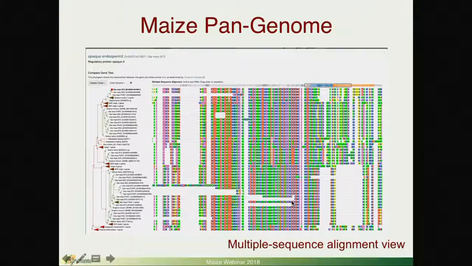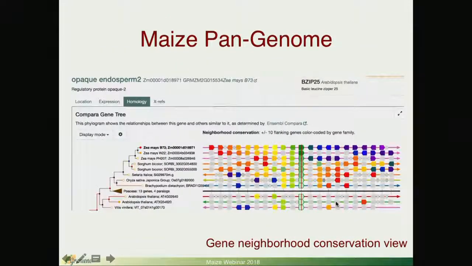to see conservation, whether any region is missing or absent on a particular genome. And again, the gene neighborhood conservation view will allow you to see whether entire regions or genes are missing, which could be either an annotation error or an actual biologically relevant difference. And that would be all for genomes.